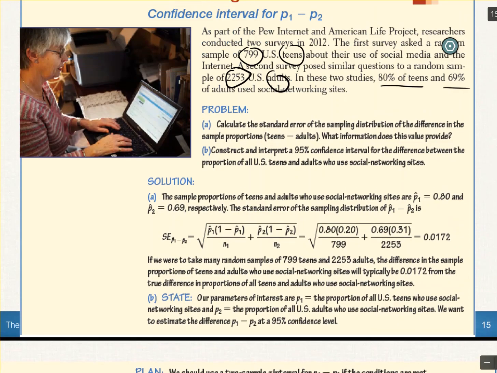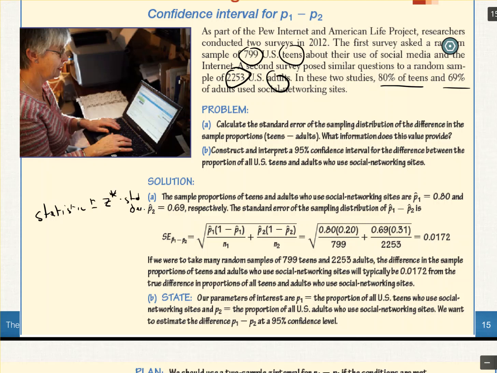All right, and then B, construct and interpret a 95% confidence interval for the difference between the proportion of all U.S. teens and adults who use social networking sites. So again, p1 is going to represent the proportion of all teens who use social networking, p2 the proportion of all adults. And we want to estimate the difference p1 minus p2 at a 95% confidence level. So remember, the whole thing that we're going to do is our statistic plus or minus our z star essentially, and then our standard deviation.